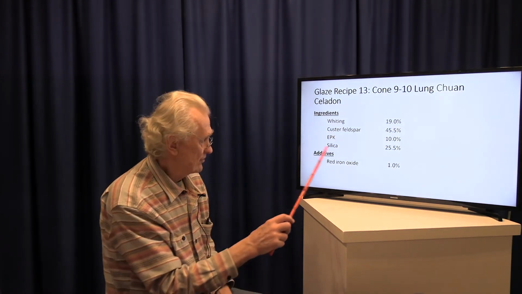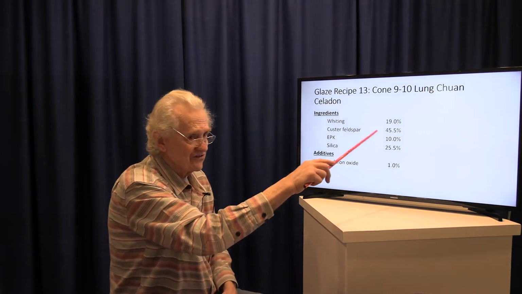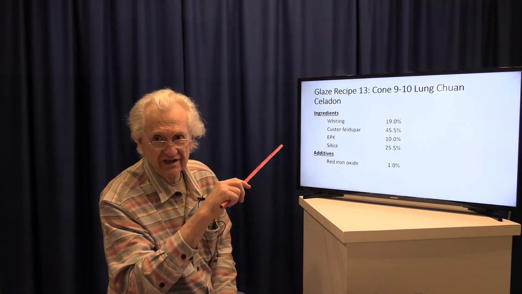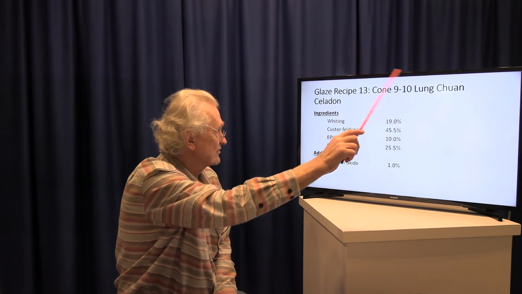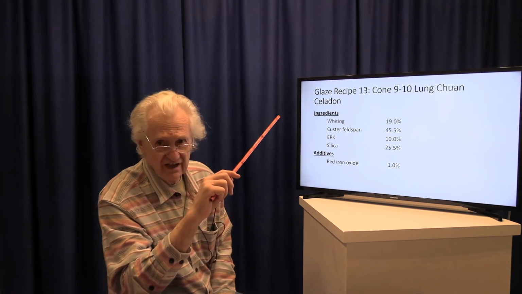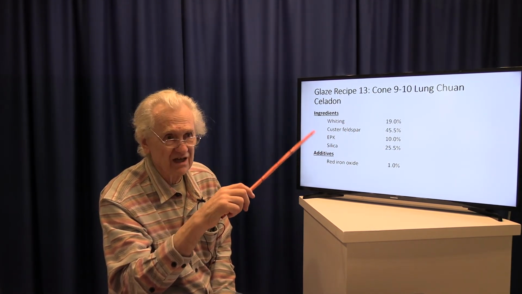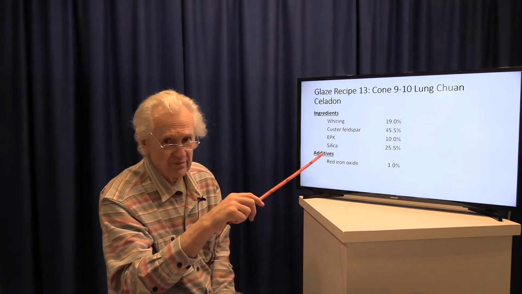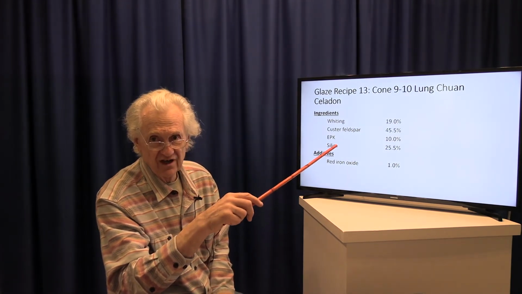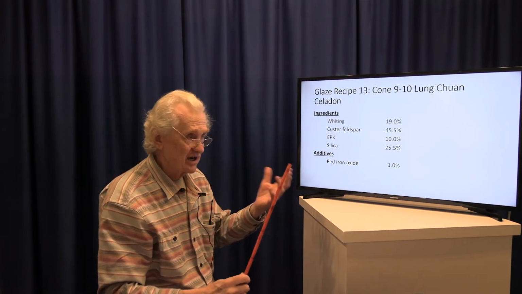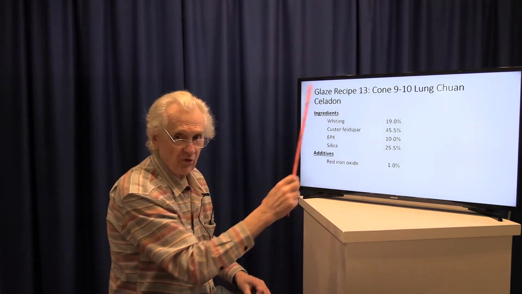And so this is true. This is the same 4-3-2-1 glaze that Bernard Leach promoted. It's Lung Chuan, which is a Chinese glaze, and it's an ancient recipe. And this is one of the recipes that Bernard Leach popularized, that he learned from China and Japan, these proportions.